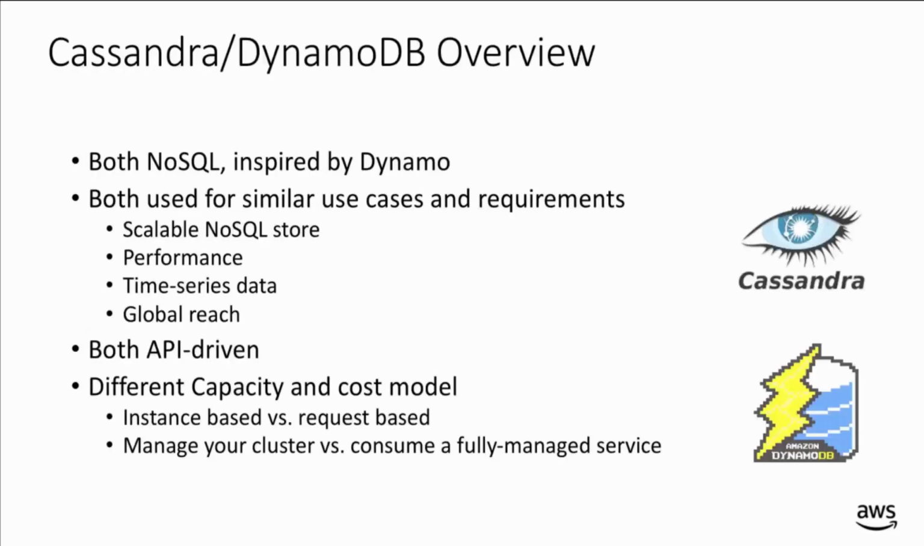So this is a high-level comparison. Both Cassandra and DynamoDB were inspired by the original Dynamo paper that came out just over 10 years ago. They're both NoSQL databases, and they have a lot of similarities. For example, they're both used for similar use cases and requirements. Scalable NoSQL store. They're both prized for their good performance. They're both good at storing time series data, and they both have features that allow you to replicate data even at a global scale.